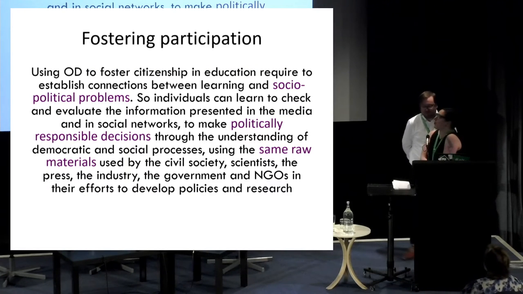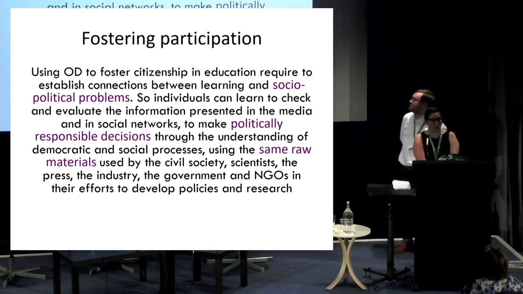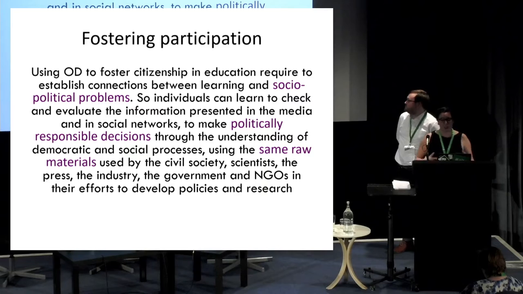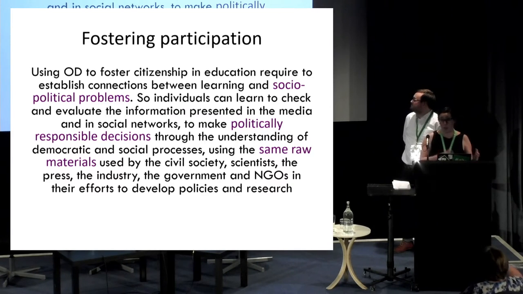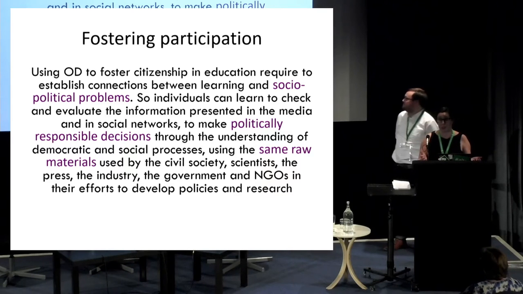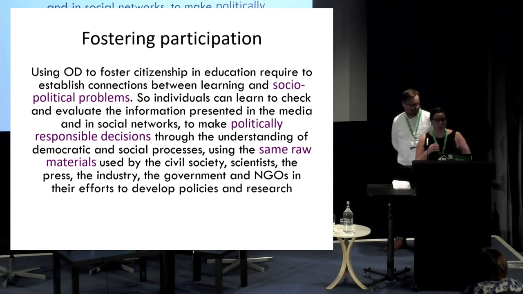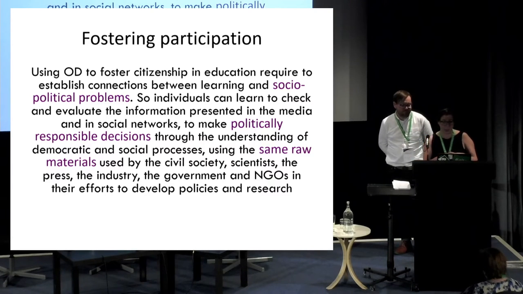We need to think about how to foster participation. And actually, the use of open data as open educational resources can foster citizenship in education to establish connections between teaching and learning activities and socio-political problems. How many of our students know what's going on around our own universities? How many people are homeless around Bristol University? Is there any relationship? Are people in the university working with society to improve people's lives? Are we doing that? We need to learn to check and evaluate information presented in the media. We need to be politically responsible for our decisions.